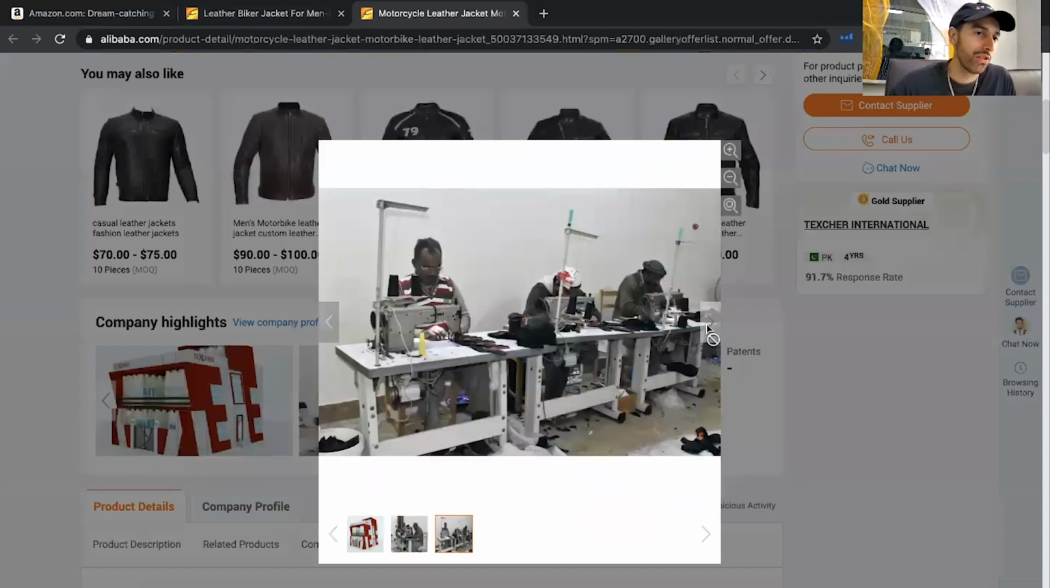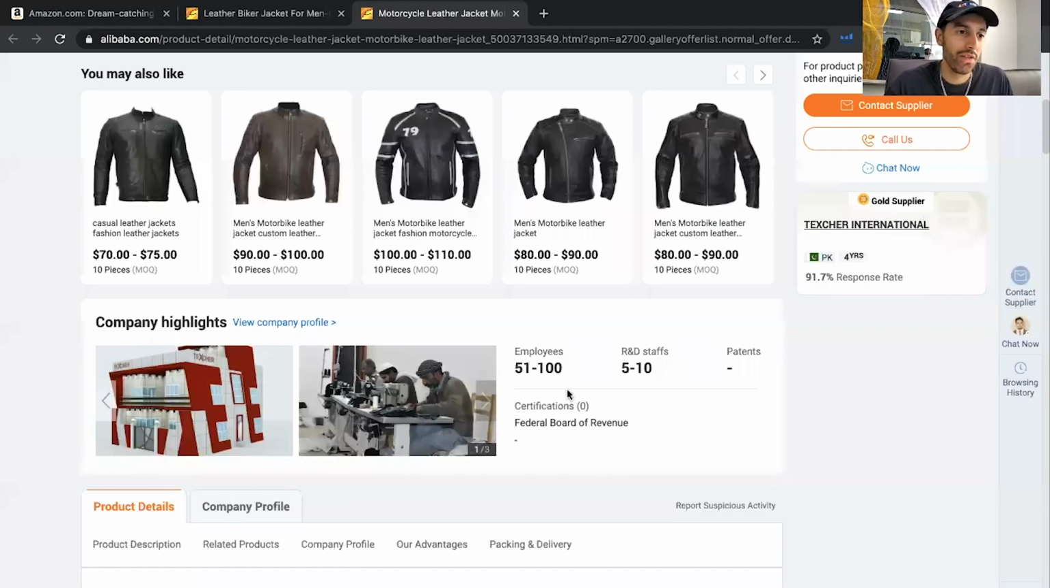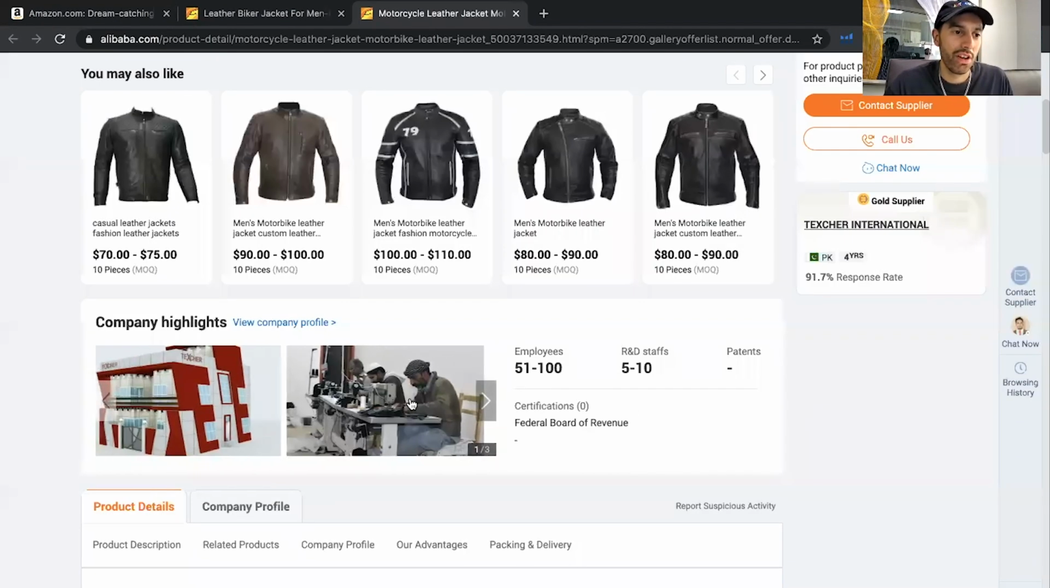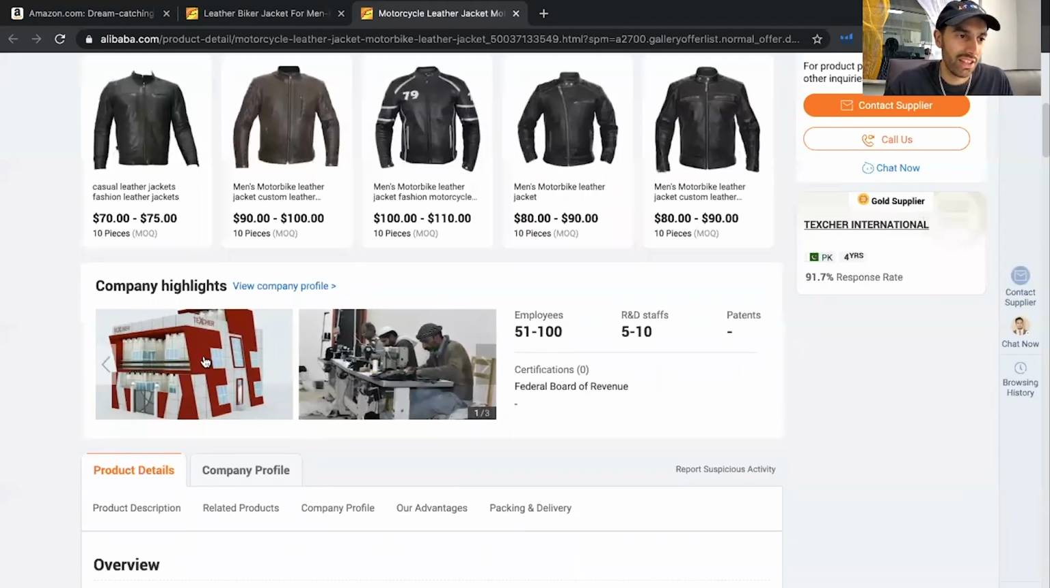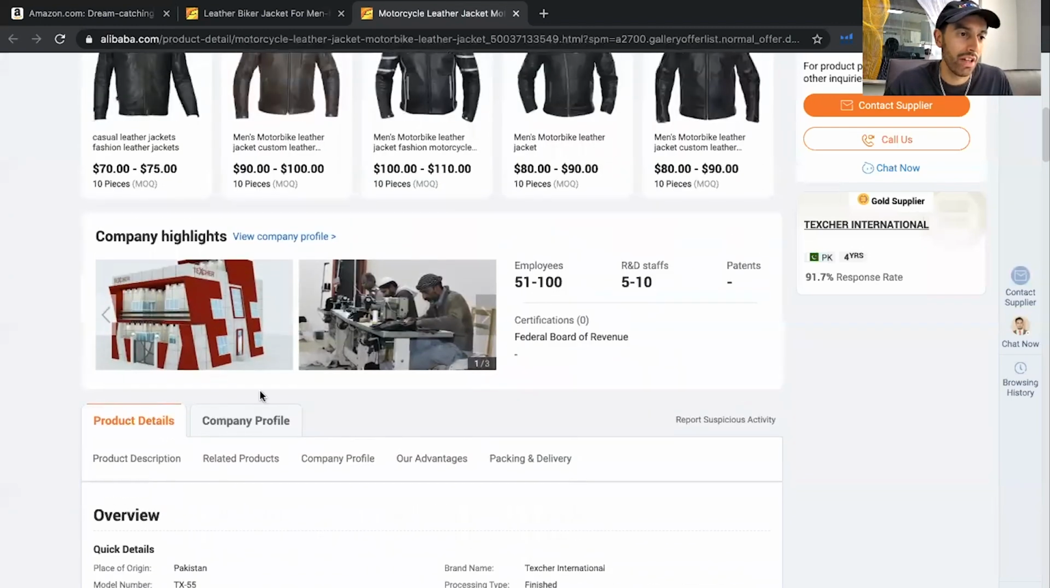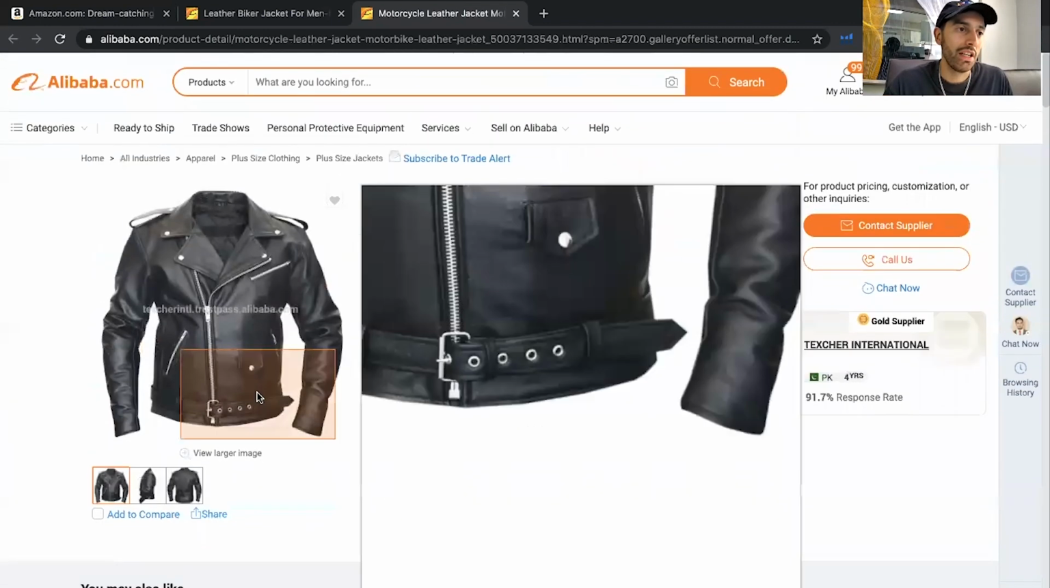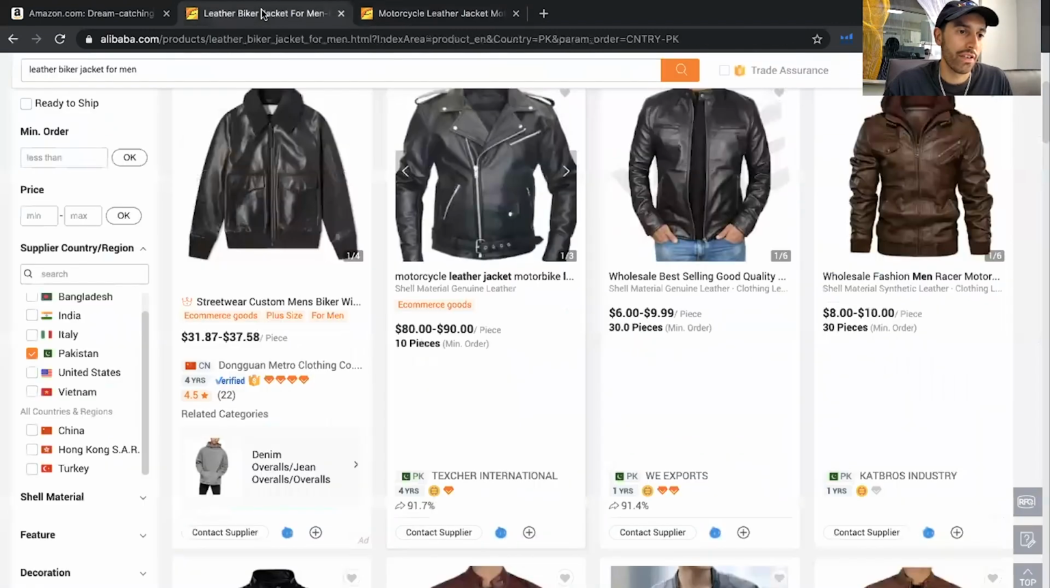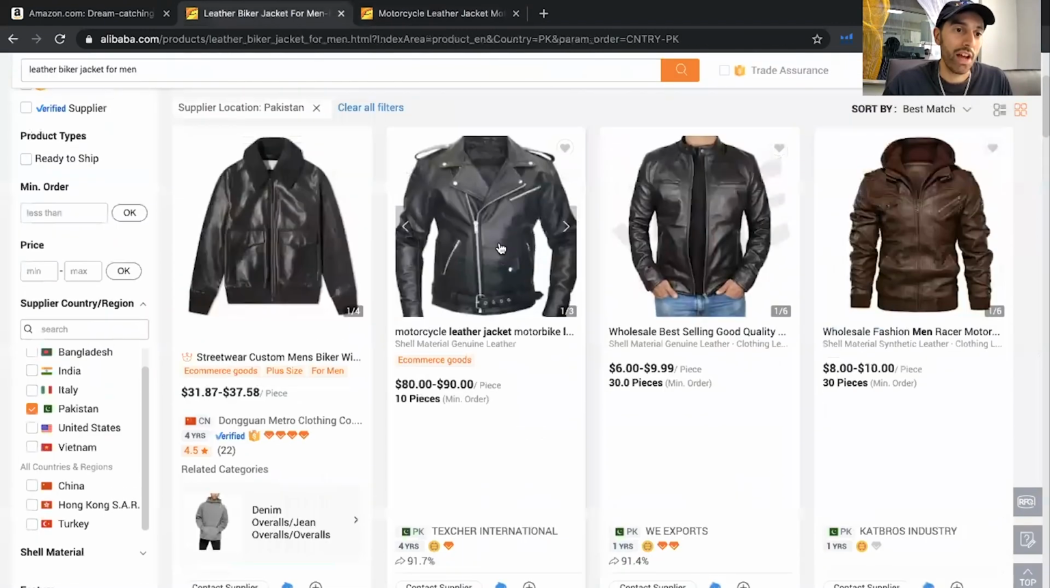It doesn't look that clean or that organized, or doesn't even look that big. They say they've got 51 to 100 employees. The image of the factory looks like a Lego set. So I'm not too keen about sourcing from this factory, but this is why we do these checks, right?